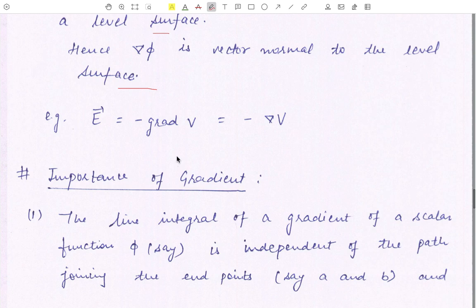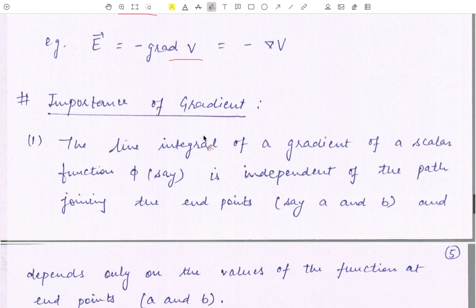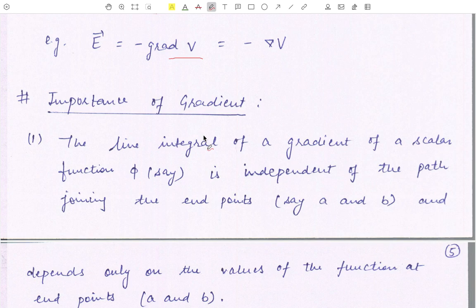An example of a gradient function is the electric field vector. This electric field vector is equal to the negative of gradient of V, that is potential. Now what is its importance? What is the importance of the gradient of a scalar function?